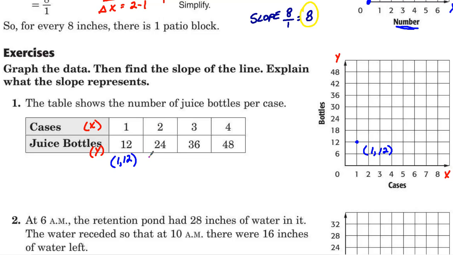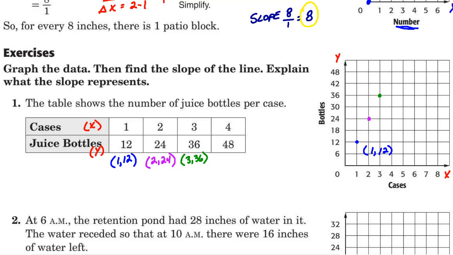All right. The next point is 2, 24. 2 cases, 24 bottles. Remember too, with the videos, at any point if you start thinking, oh, I didn't get it, but now I do, pause the video, catch up on the work. That's going to be better for you than if you just watch me do it. The next is going to be 3, 36, 3 cases, 36 bottles.